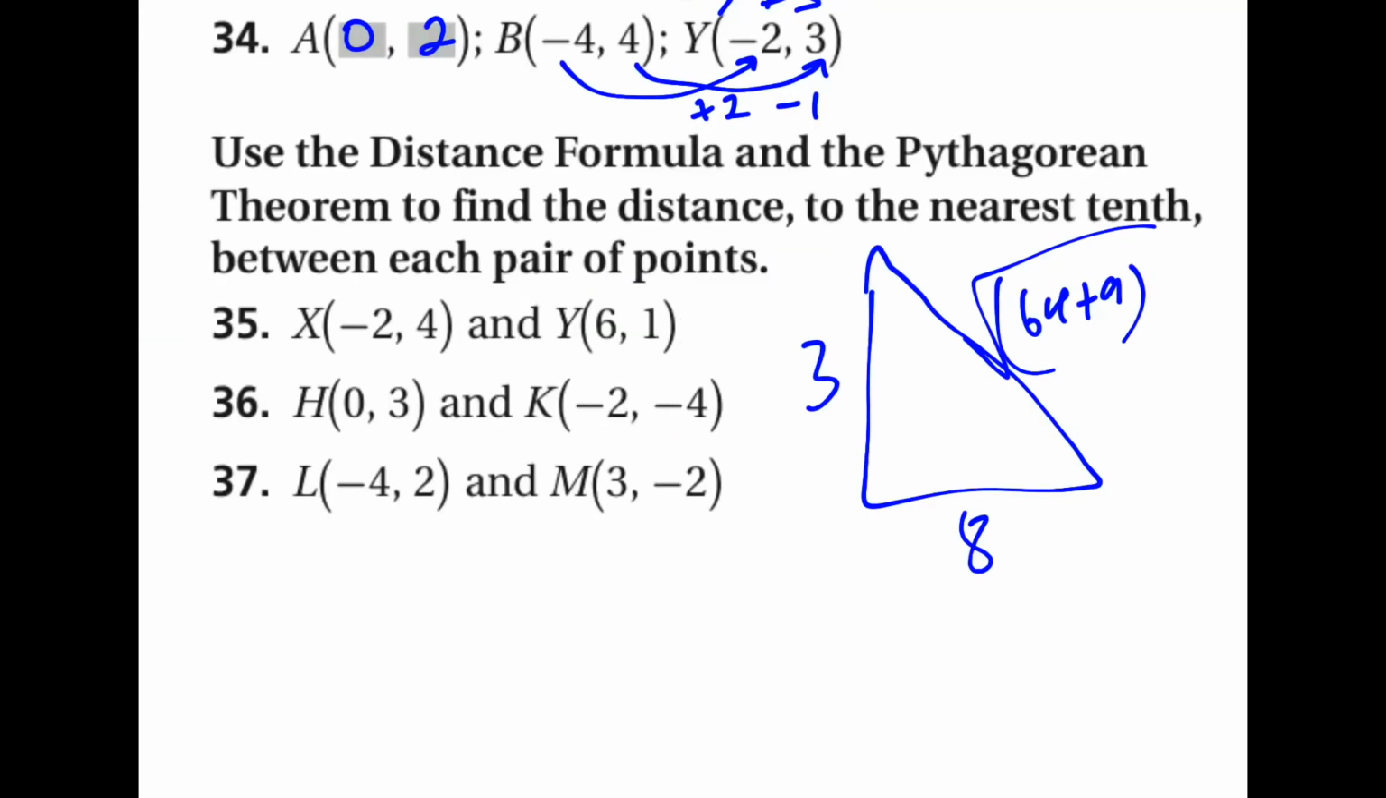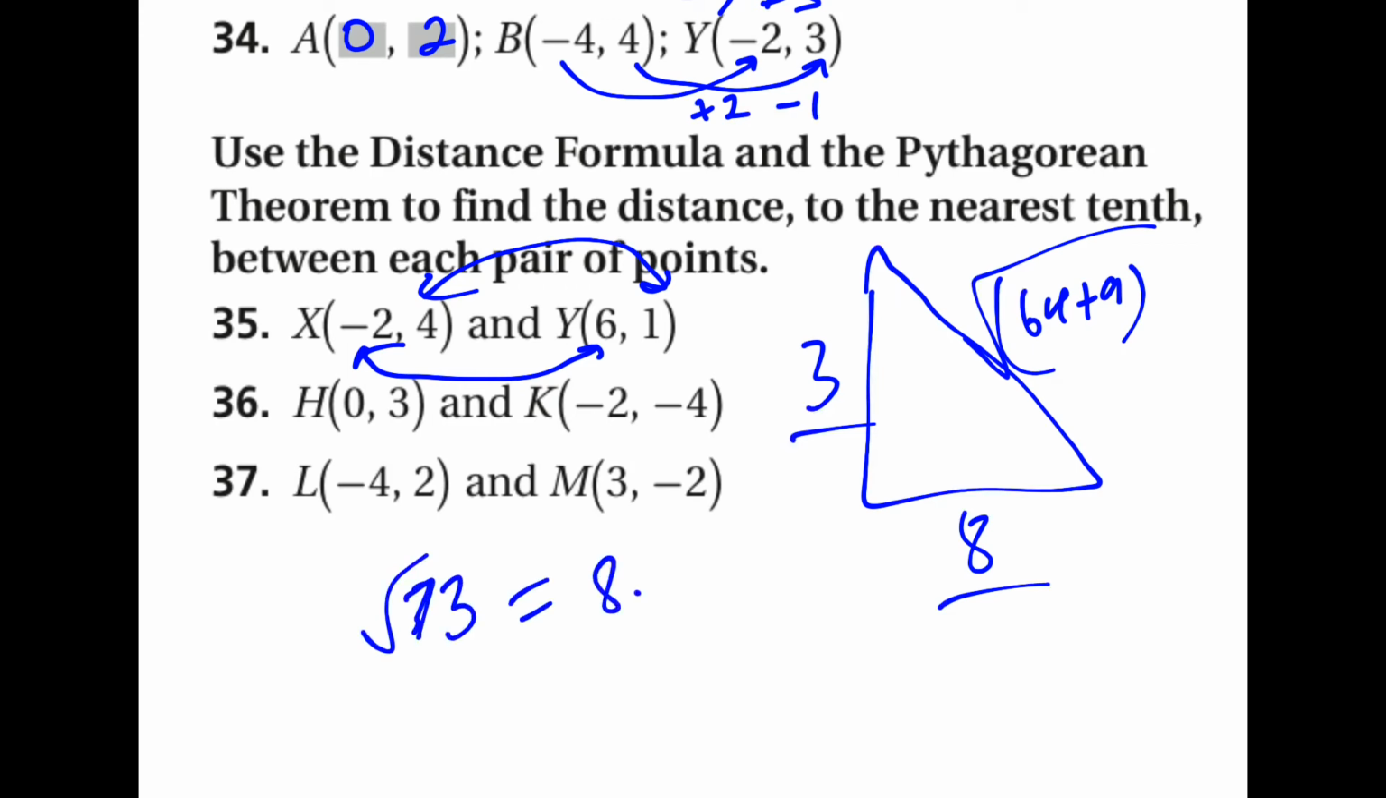For 35, if I wanted to draw the triangle, I can think about the distance between these 2 x-coordinates, and it's 8. The distance between these 2 y-coordinates, and it's 3. So I draw the triangle using this for the base and the height. The hypotenuse is the square root of 8 squared plus 3 squared. So that's the square root of 73, which gives me 8.5 if I round to the nearest tenth.